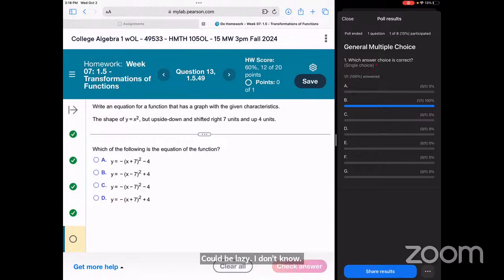Let me see. So here, right? X squared. It's upside down, so that means we multiply the outside by a negative, but I think all of these capture a negative. It says shifted to the right by 7, right? If we're going to the right by 7, that's the positive x, so we need to subtract 7 on the inside. So it could be B or C, and then up by 4, so it should be B, right? So let's just go with B, okay?